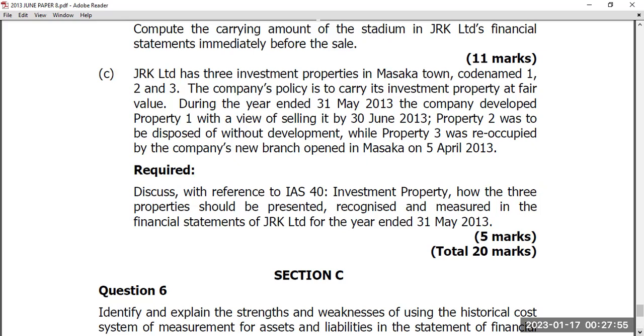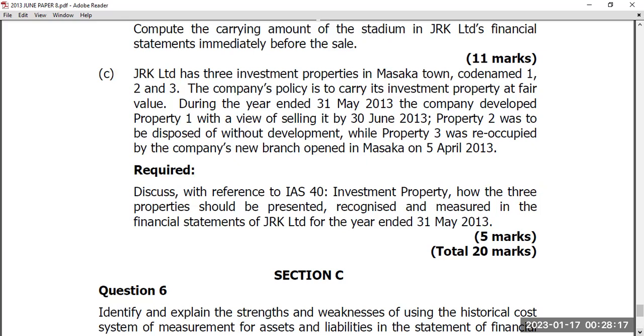Then we are seeing that property three is being reoccupied, or it has been taken over by the company, where it used that same property as its own branches. So that's basically what we are going to be looking at.